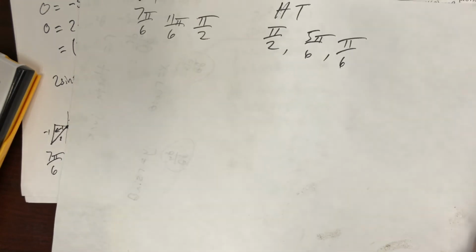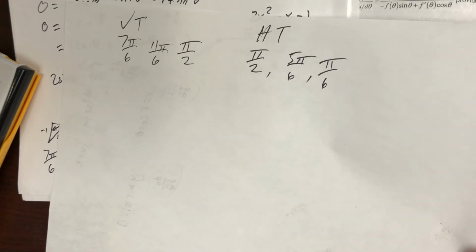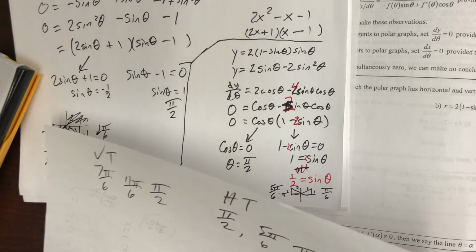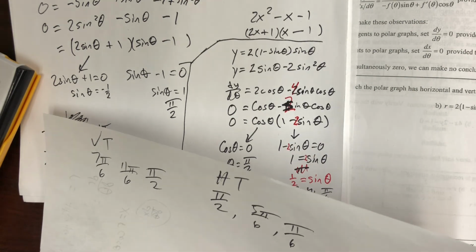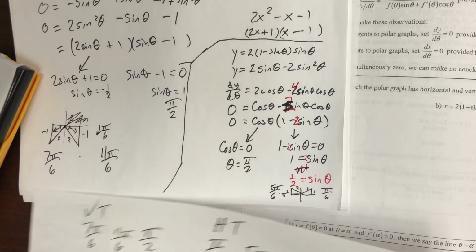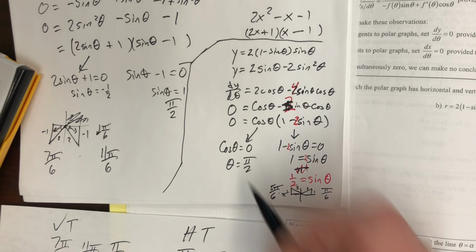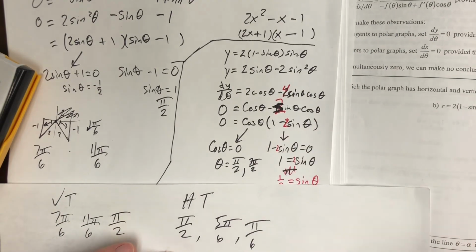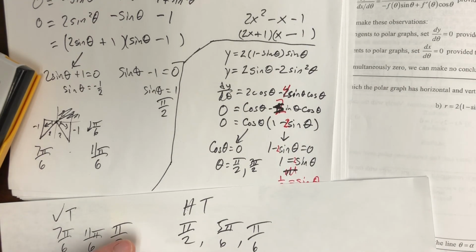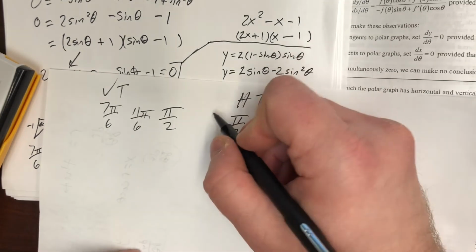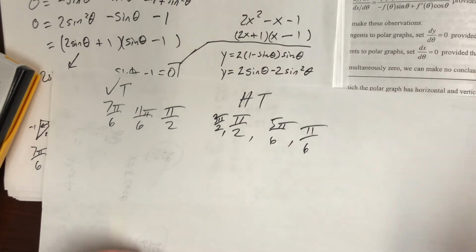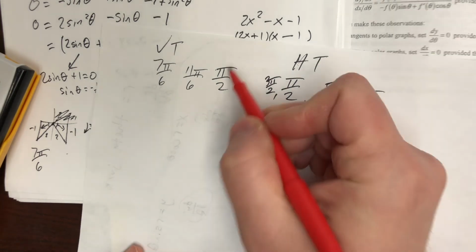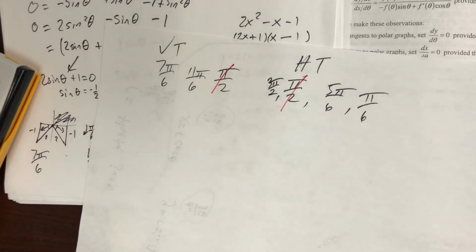All right. Oh, wait, I forgot one. I forgot one for both of these, didn't I? I forgot that cosine's also 0 at 3 pi over 2. So I actually have another answer here. So now we look for any overlap. And we say no, no. Okay, and we're done.